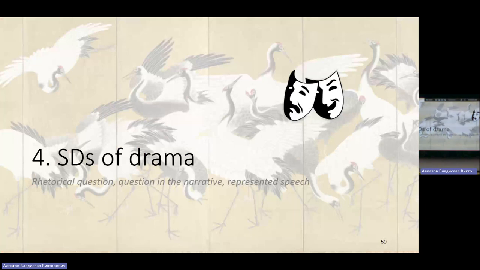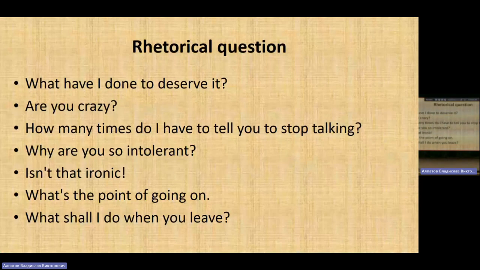Stylistic devices of drama. They are also related to syntax. That's why we are regarding them today. They also have to do with syntax. The rhetorical question is the question which presupposes an answer. That means that you know the answer, you can guess it, or that there is no answer and you know it.